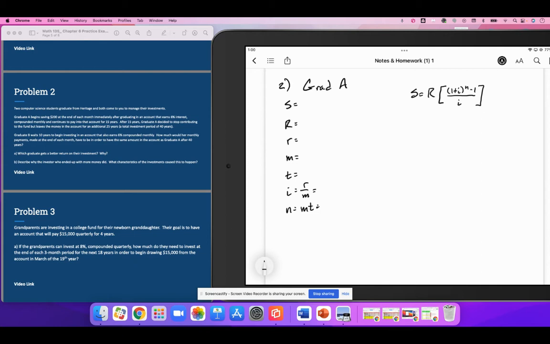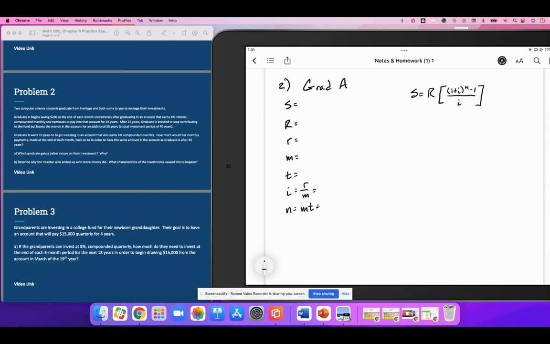And Graduate B waits 10 years to begin investing in an account that earns 6% compounded monthly. How much would each monthly payment made at the end of each month need to be in order to have the same amount in the account as Graduate A after 40 years? And which graduate gets a better return on their investment and why? And we need to describe why the investor who ended up with more money did. What characteristics of the investment caused that to happen?